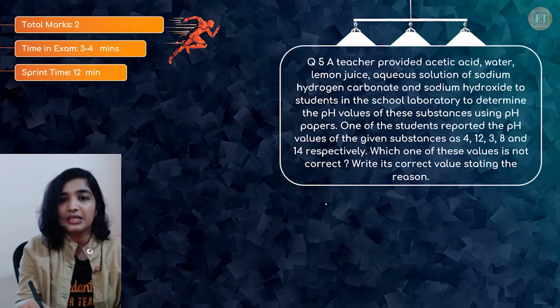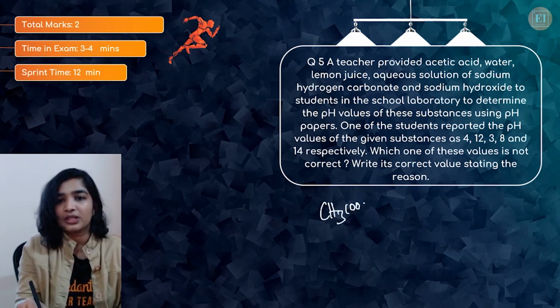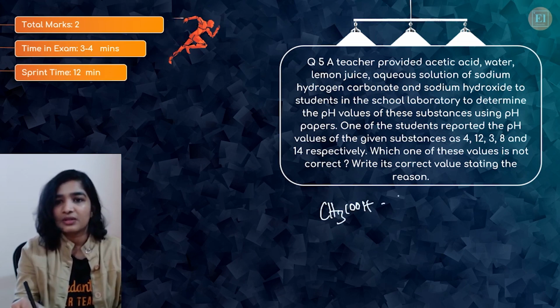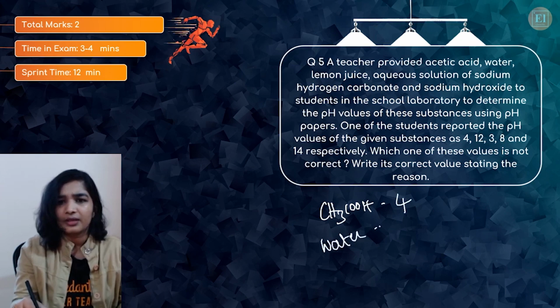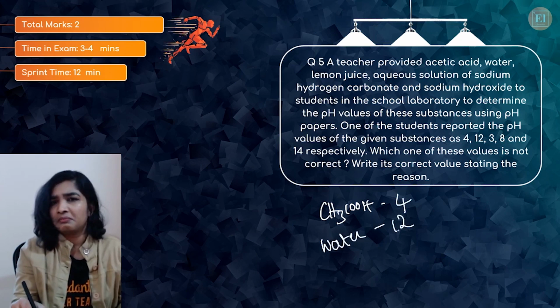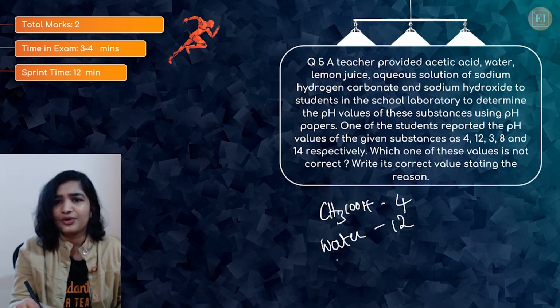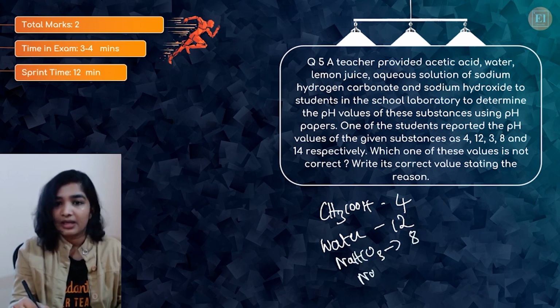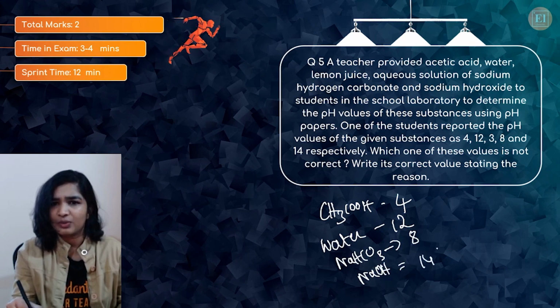Okay, looks interesting. CH3COOH, that is acetic acid. So its pH is 4. Good. Water, its pH is 12. Aqueous solution of sodium hydrogen carbonate, NaHCO3, it is 8. And NaOH is 14. I missed one, I guess. Lemon juice, okay. Lemon juice hoga 3.